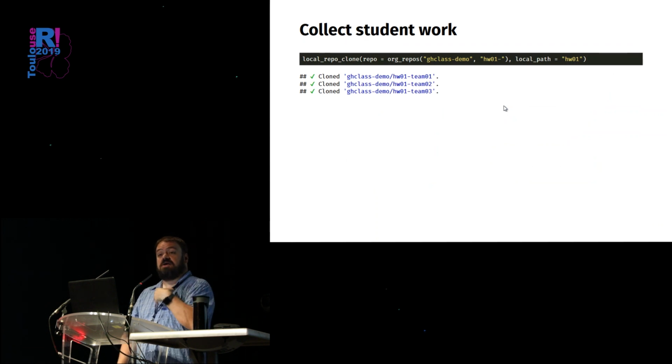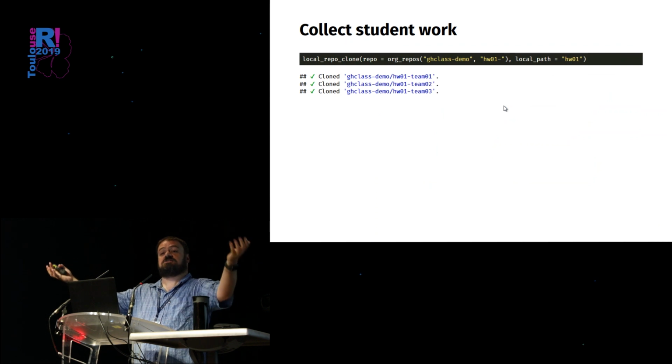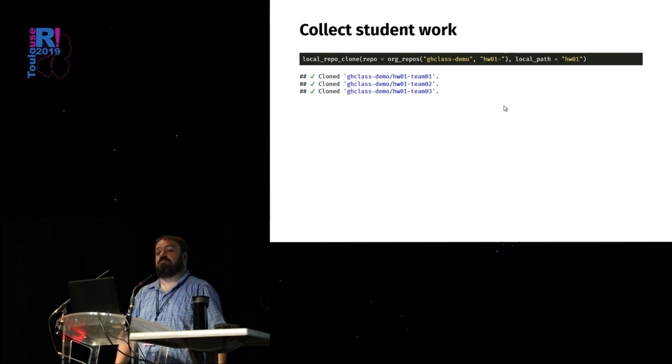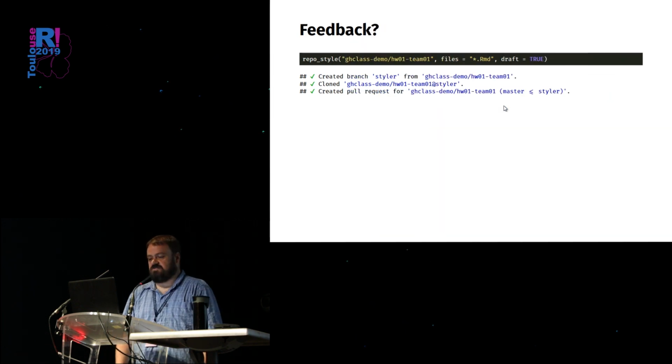At the end, if we want to grade their work, we just need to bring it locally. So we have functions for grabbing all those repositories, cloning them locally so that I can then run them on my local computer. I can compile the final output, look at that, get through it, and have a directory of all of those original homework 1s.